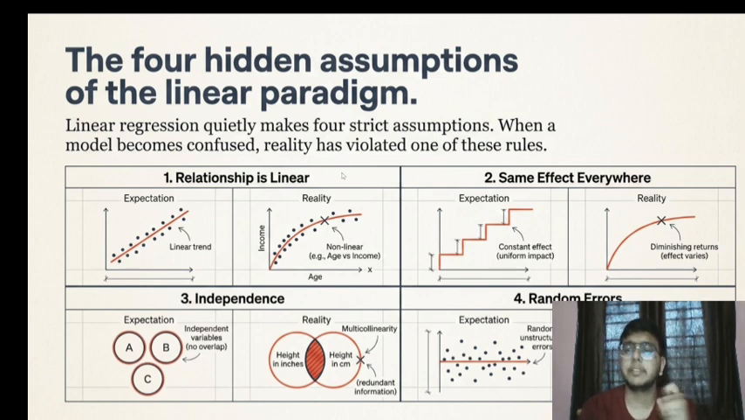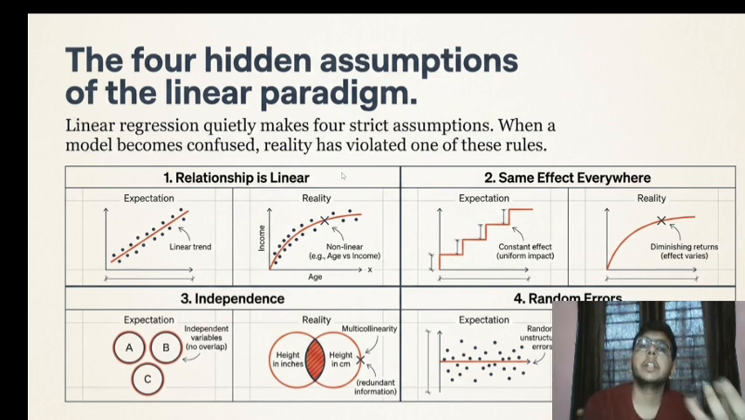Second is same effect everywhere. It means it's assumed that when you change 1 unit of your input, there is the same change in 1 unit of output. It means your slope remains the same for each and every pair of input and output. And that is also wrong, but it assumes this.